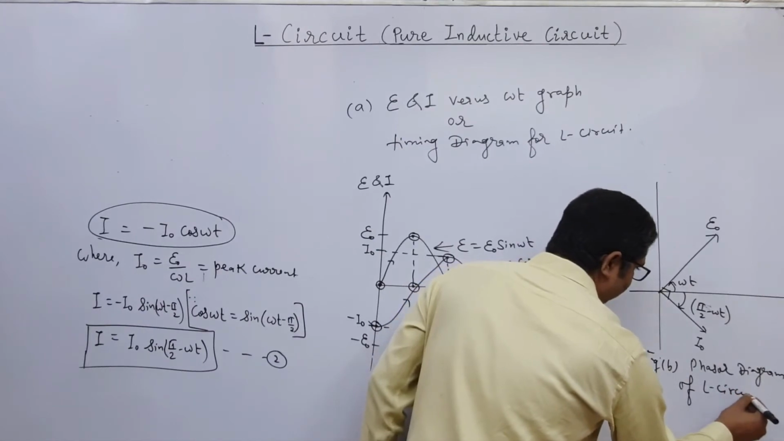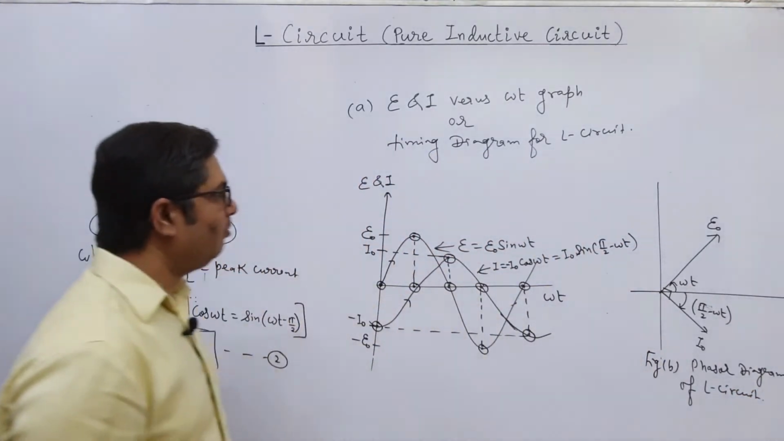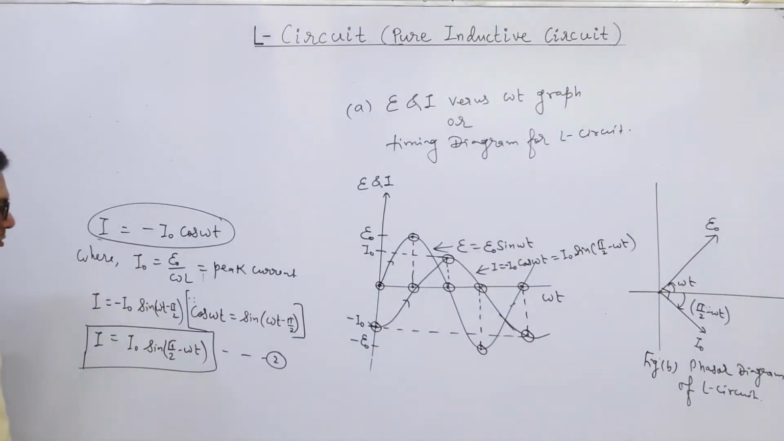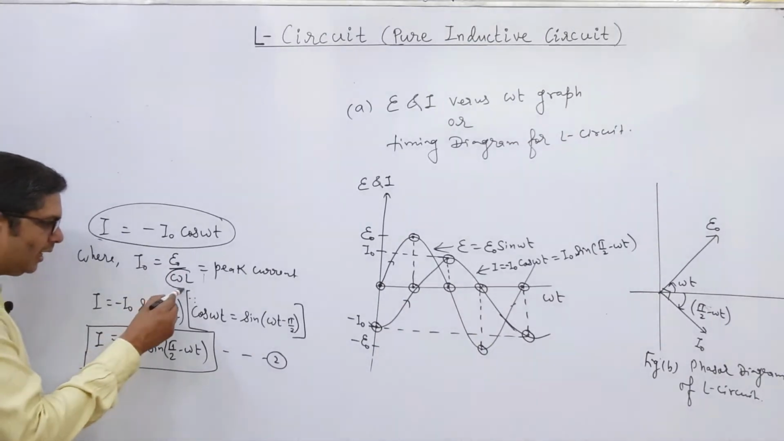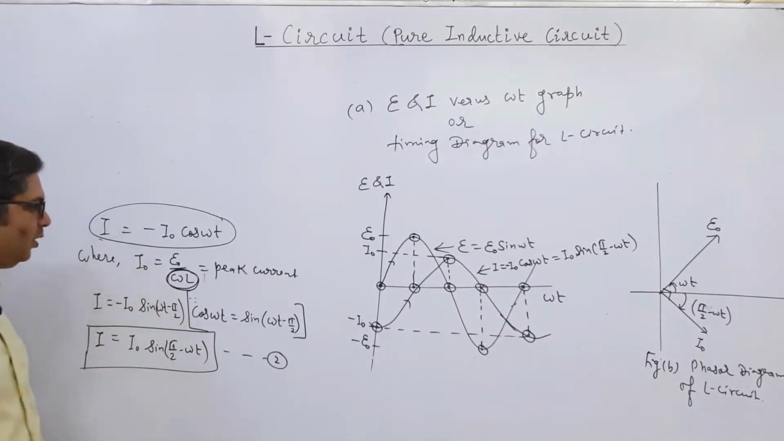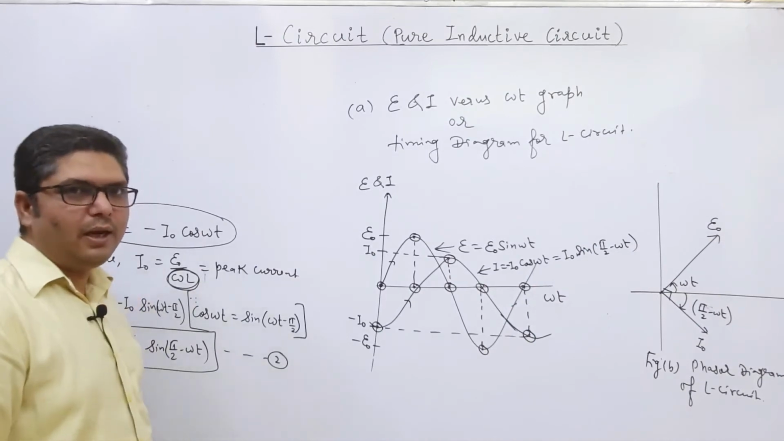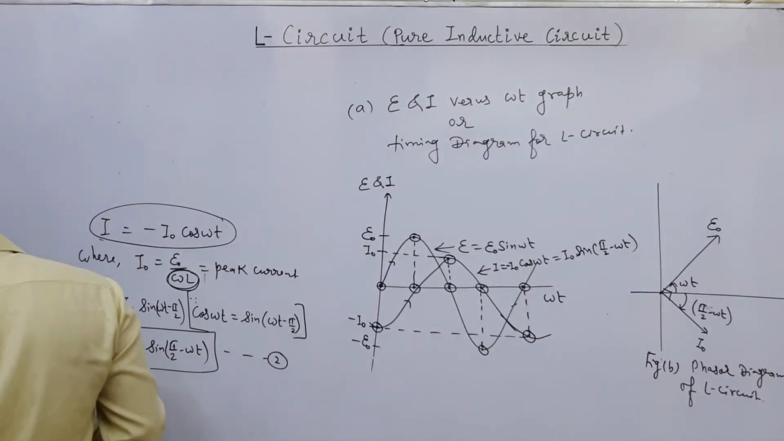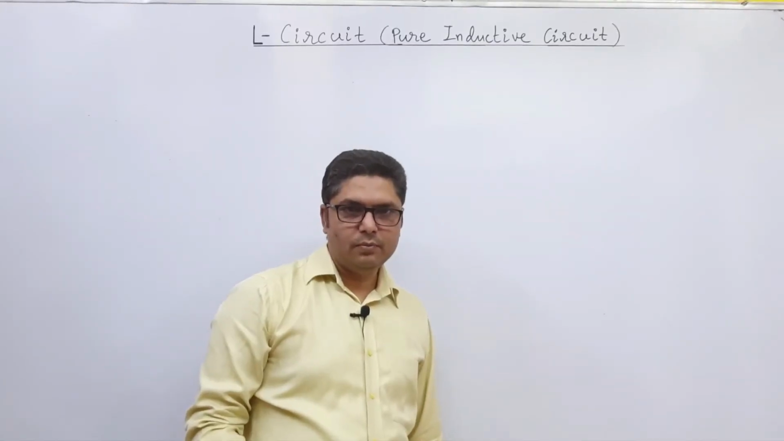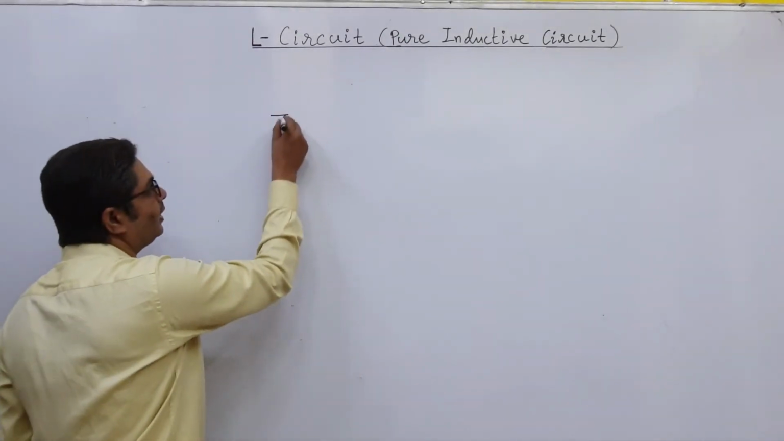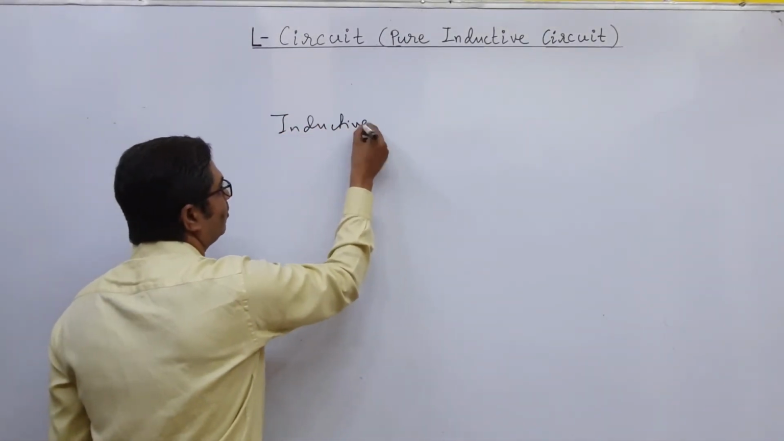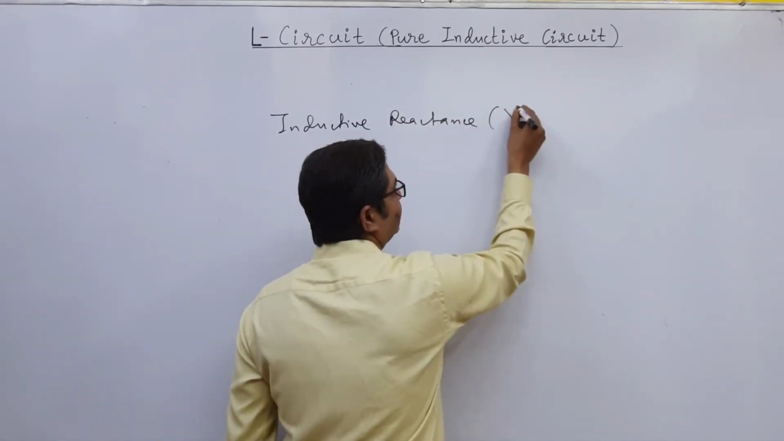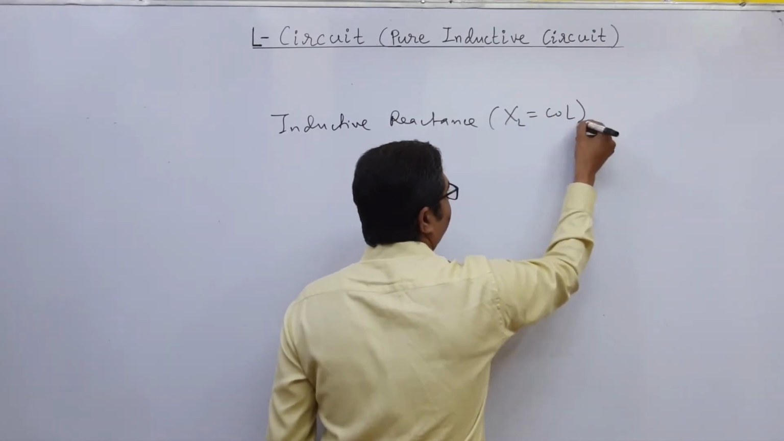of the L circuit. So here you have learned about the phasor diagram of the L circuit, and in the meantime you have learned a term omega L. This omega L is said to be inductive reactance. Now you are going to understand what inductive reactance is. Your topic is inductive reactance, symbolized as XL, and XL equals omega L.